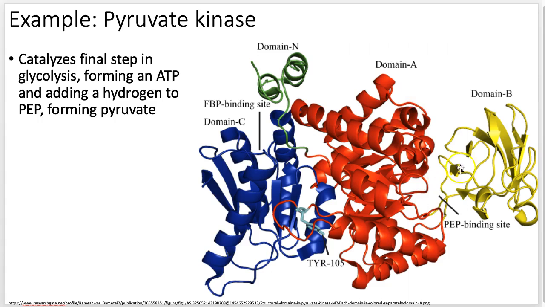So the active site is actually in between these two domains. We haven't really talked about active sites yet, but we're going to, and we're going to encounter lots of enzyme active sites, and that's where that is. It exists between these two domains, actually, which is really, really interesting.